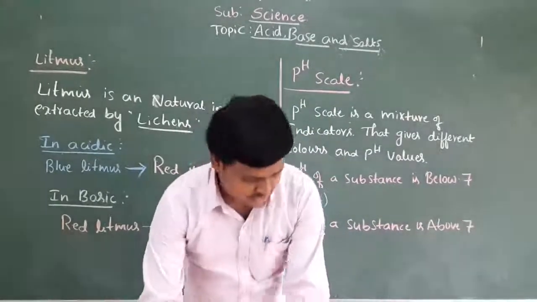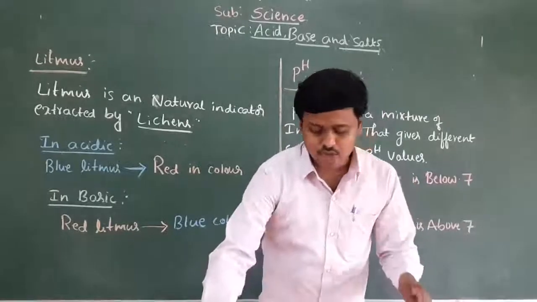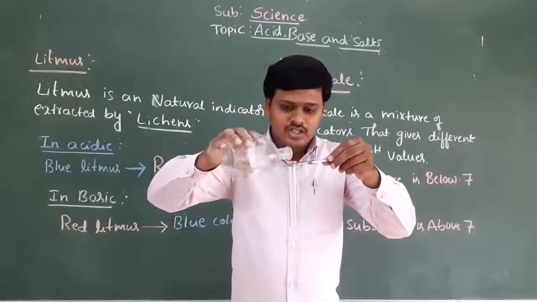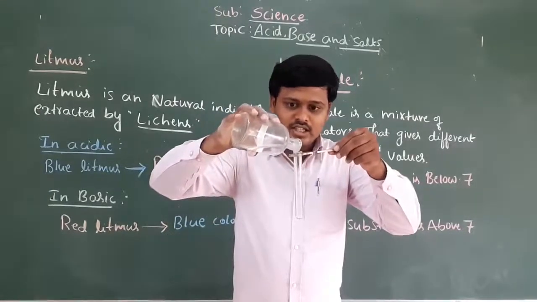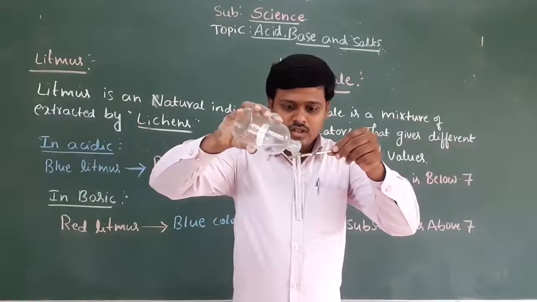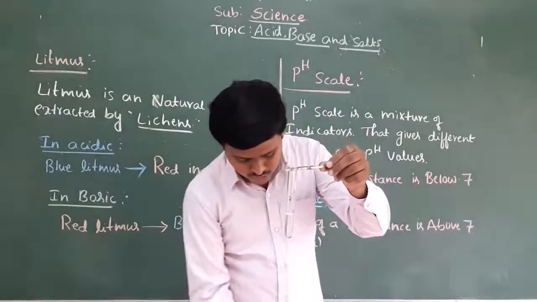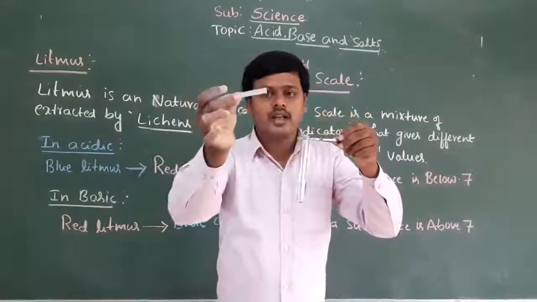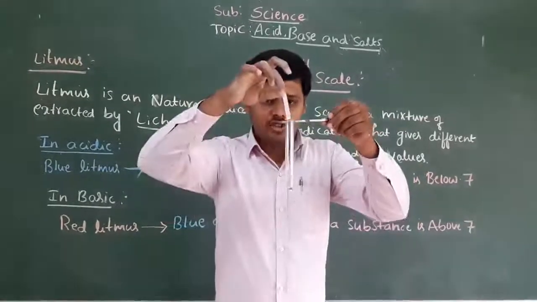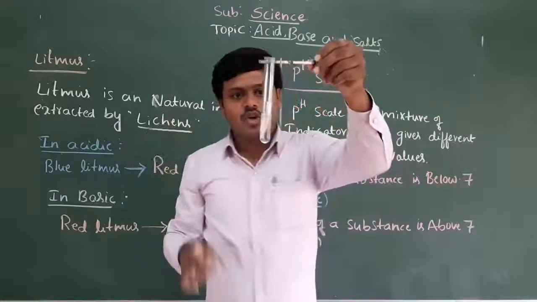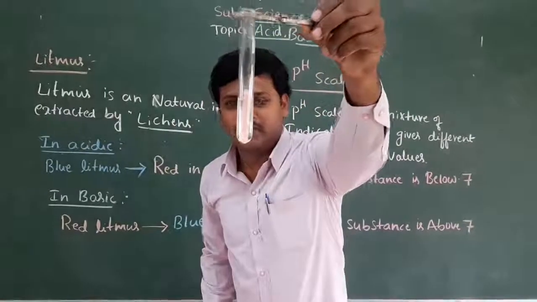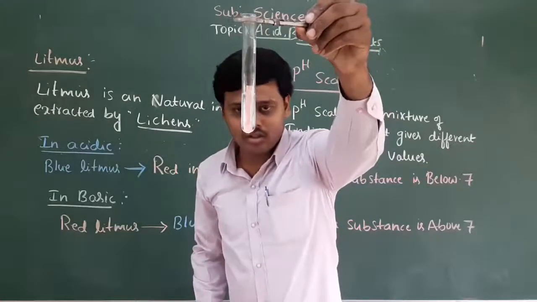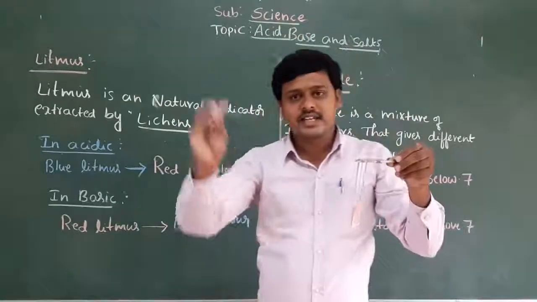So let me conduct one activity. I am going to take the hydrochloric acid. This is dilute hydrochloric acid. Just observe it carefully. I am going to drop a few drops of hydrochloric acid in a test tube. Just observe it. I am going to add a blue litmus paper into this test tube. What color do you observe? That blue litmus paper turns red in color. Is it right, children? Have you observed it now?